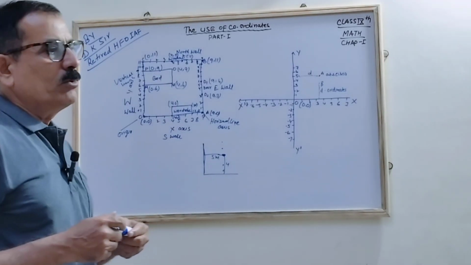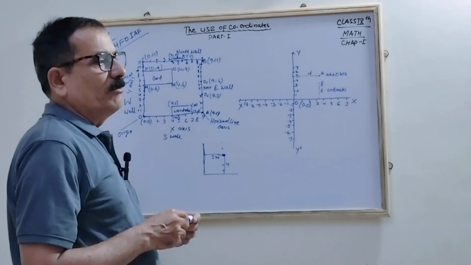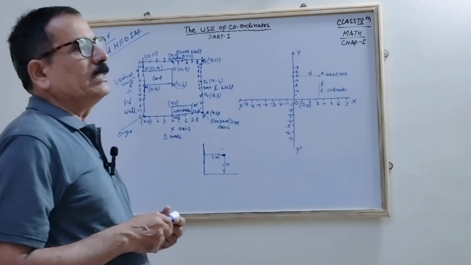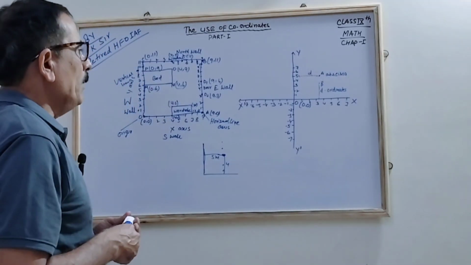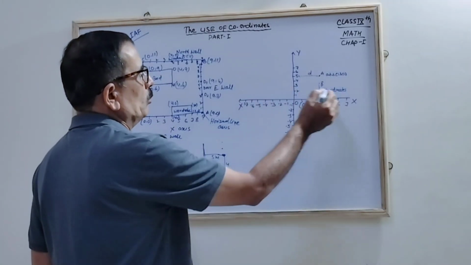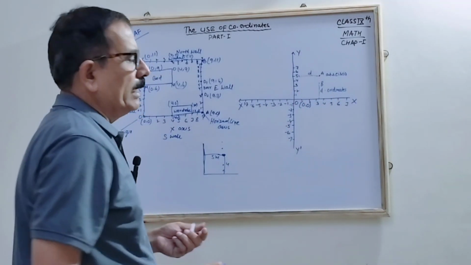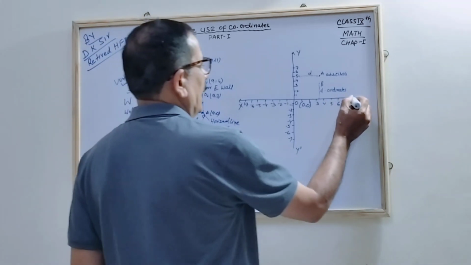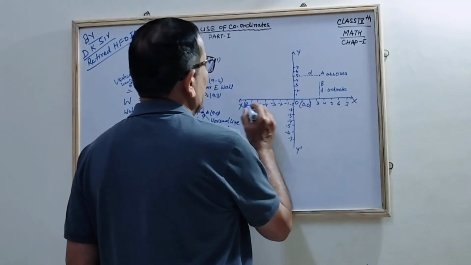Correct? So there was the Cartesian. We say the 2D Cartesian product. In the Cartesian product, in 2D, we are dividing into four quadrants, correct? So we have the horizontal line. This horizontal line we say it is the x axis.